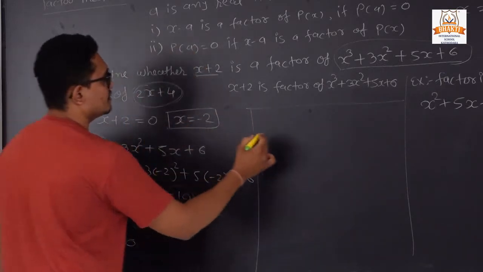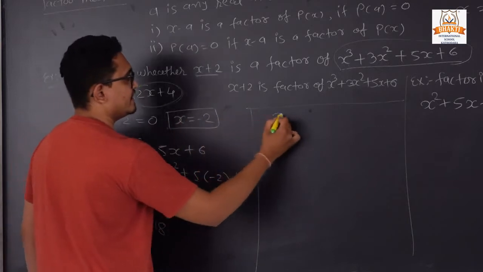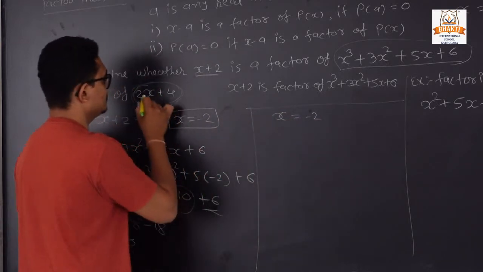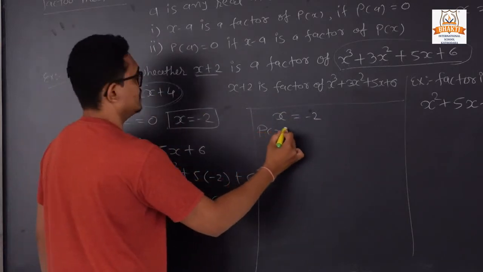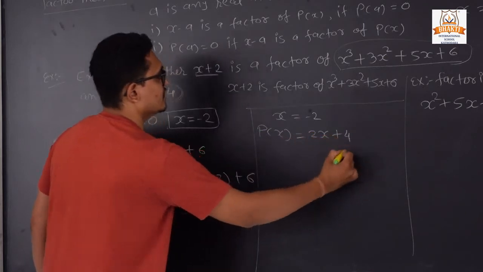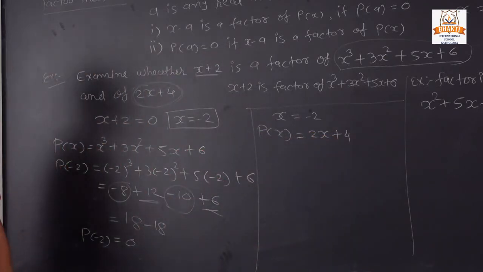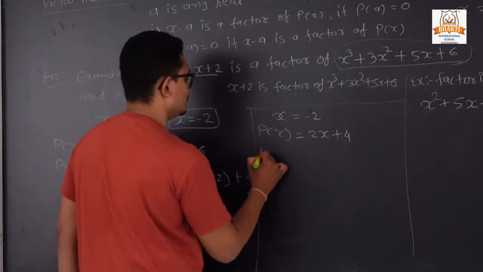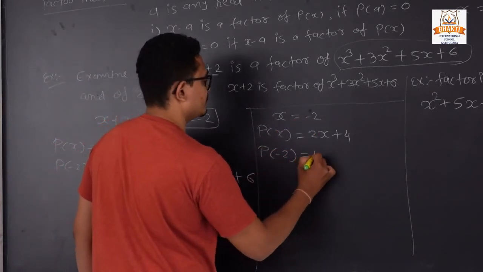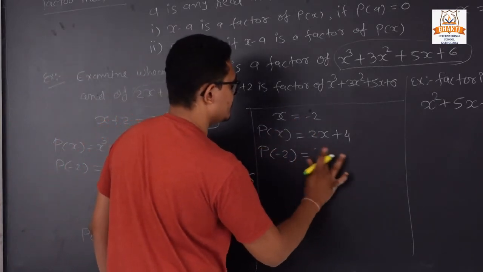Here once again we can use x is equal to minus 2, and our polynomial is 2x plus 4. Now we will put p of minus 2, so x is replaced with minus 2.